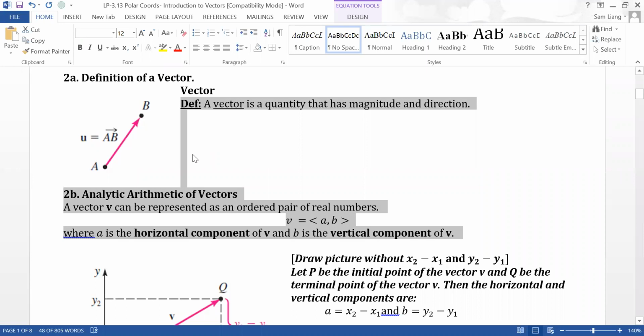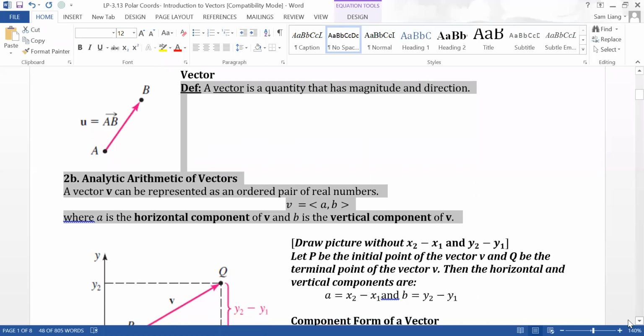In the meantime, can someone read this text right here, where it says analytic arithmetic of vectors? The definition of a vector is a quantity that has a magnitude and direction. Analytic arithmetic of vectors: a vector v can be represented as an ordered pair of real numbers, v equals angle bracket a, comma, b. Pause right there.